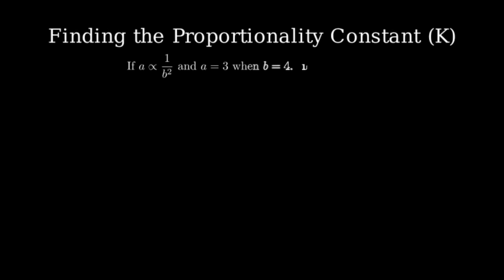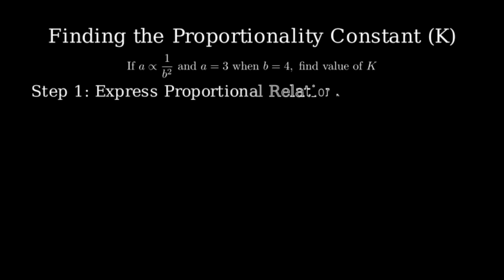Let's solve this proportionality problem step by step. We need to find the value of k when it is proportional to 1 over b squared, and we know that it equals 3 when b equals 4. Step 1. Let's express the proportional relationship as an equation. When we see the proportional symbol, we can convert it to an equation by introducing the constant of proportionality k. So, it equals k divided by b squared.